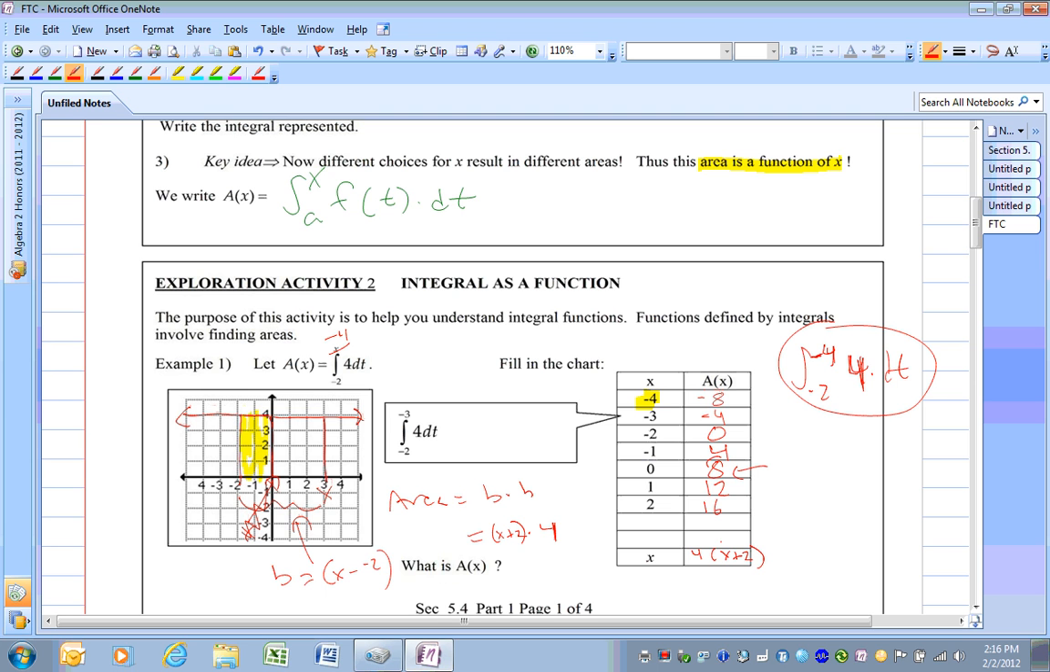I don't think it's very obvious just by looking at the table, but if you think about it, the height's always going to be 4. For the base, we'll always have negative 2 as a boundary, but x could be anywhere to the left or to the right of it. So the distance between x and negative 2 will get you the base. So that's what area is: 4 times x plus 2. Or we could say it's 4x plus 8, if you want to distribute.